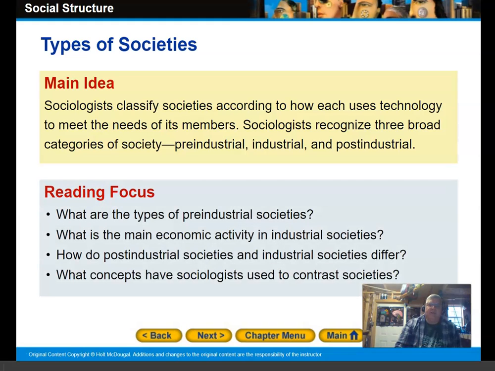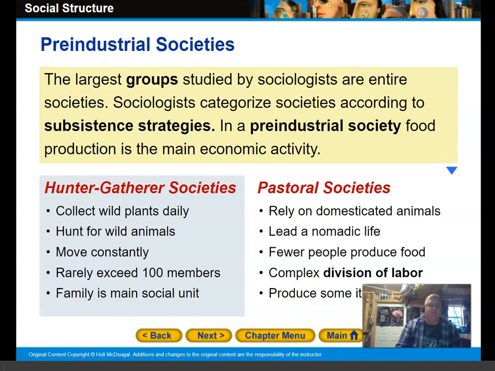So in your notes for this section, upon completion of this section, you should be able to answer: What are the types of pre-industrial societies? What is the main economic activity in industrial societies? And how do post-industrial societies and industrial societies differ? What concepts have sociologists used to contrast societies?